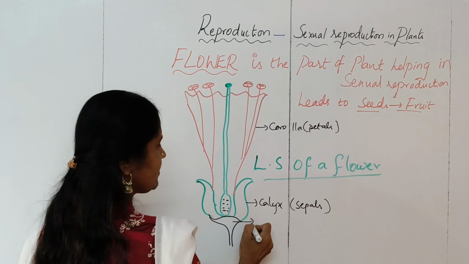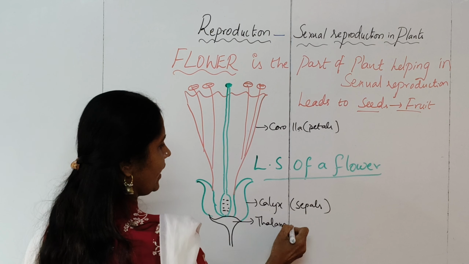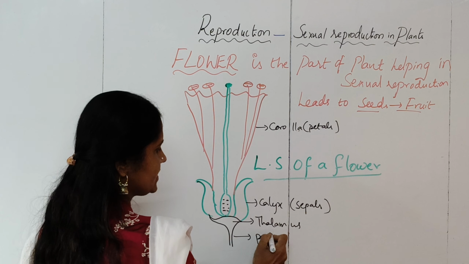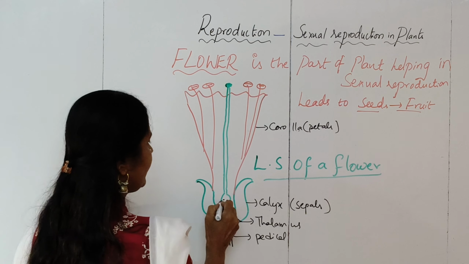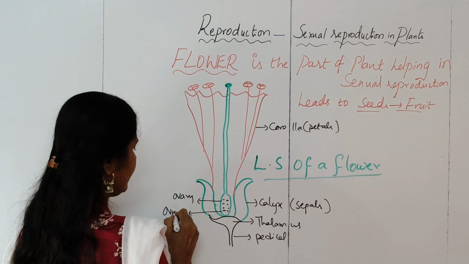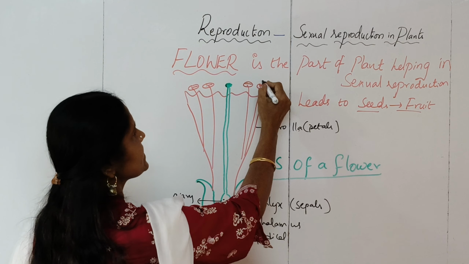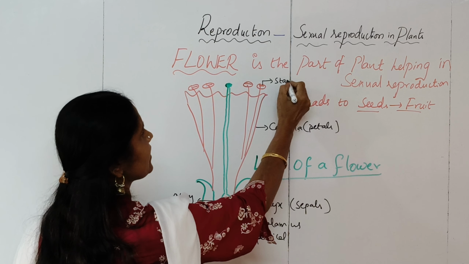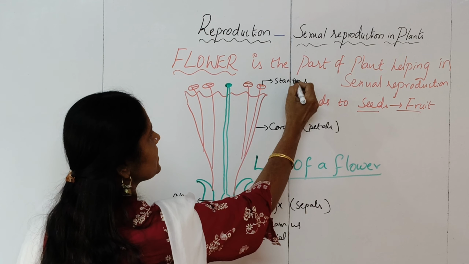Next we have the thalamus region, and then we have the pedicel portion of the flower. Then we have the ovary, within which are present the ovules. What are these? These are the ovules. These are the stamens. What are these? These are called the stamens.